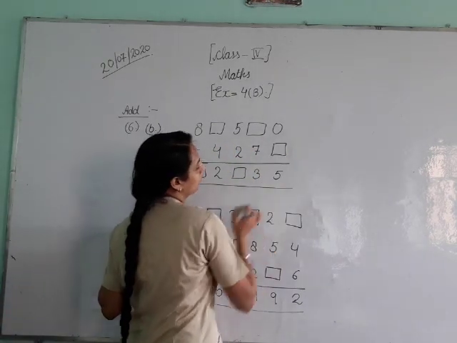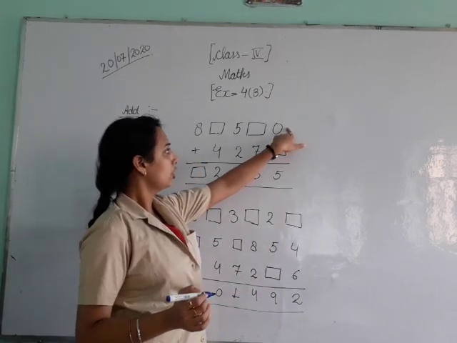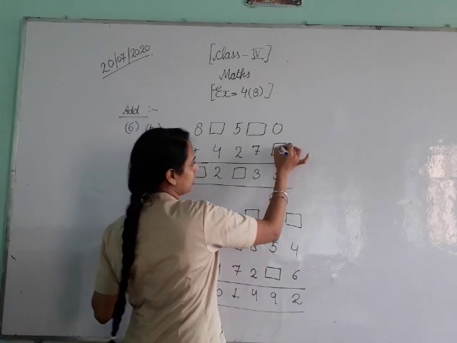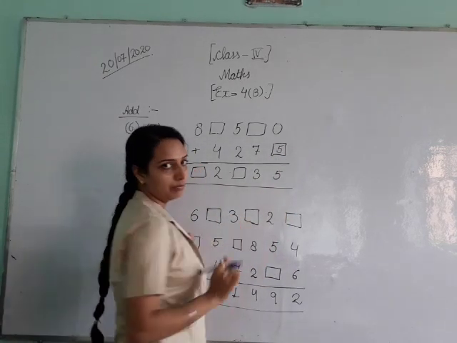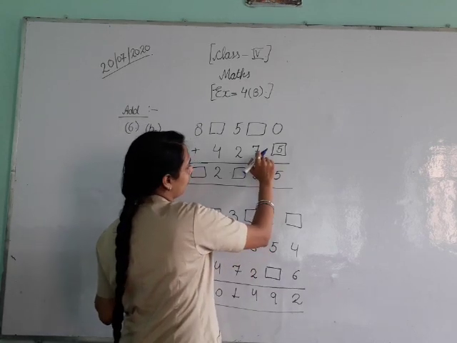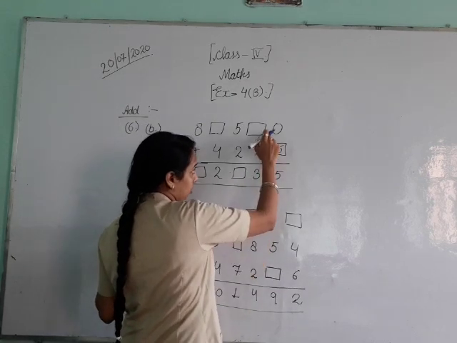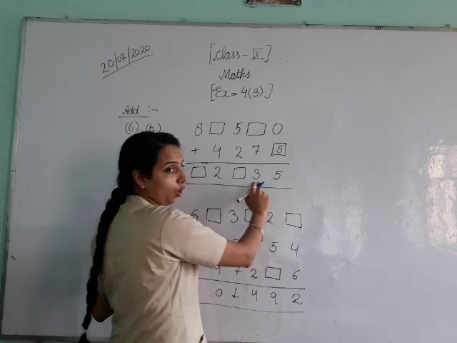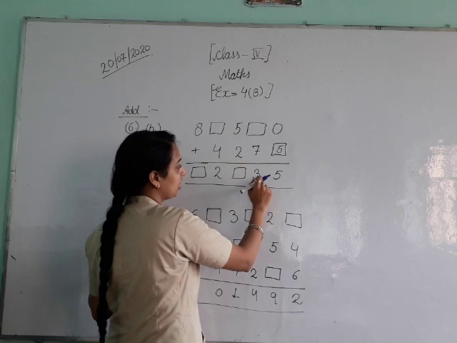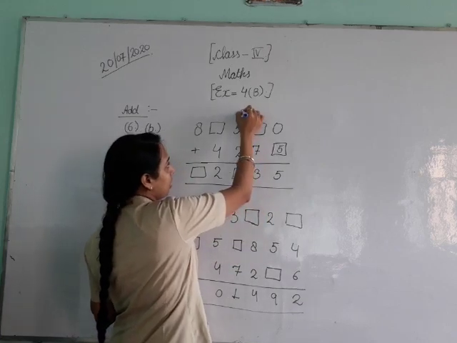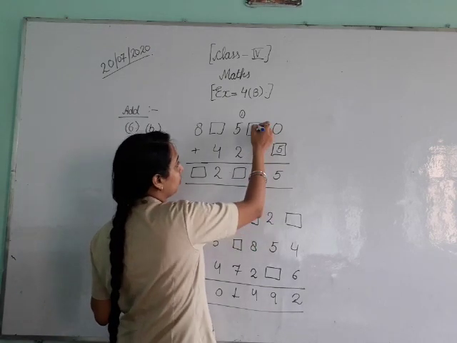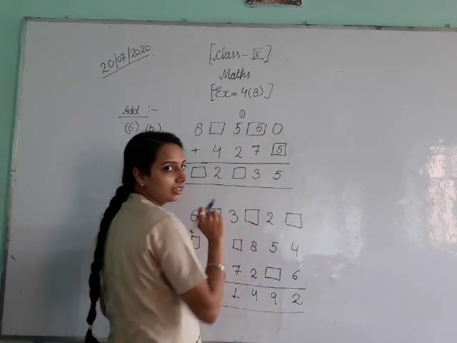Then see, in 0 what we have to add, the answer will be 5. Simple. In 0 if we add 5, then 5 will come. Then see, 7. In 7 what can we add so that it will become 3? But we know that 3 is less than 7. So it will not be 3, it will be 13. 1 is the carry on the other side. So in 7 we have to add 6 to make it 13.